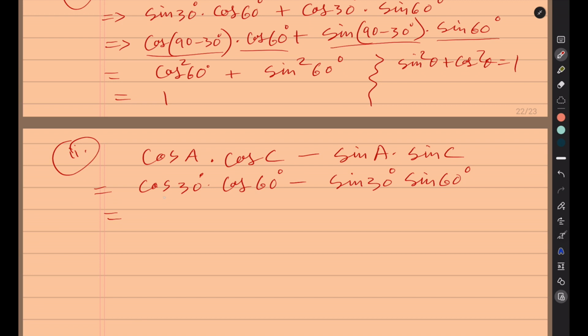What is cos 30? You have to remember it's root 3 by 2. And cos 60 is 1 by 2. Minus sin 30 is 1 by 2. And sin 60 is root 3 by 2. So here you can see that both of them are the same and they are being subtracted. So the value of the expression will be 0 actually.